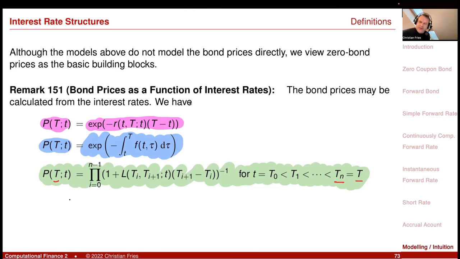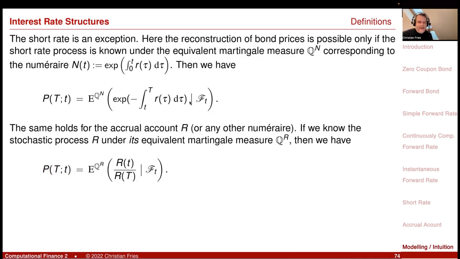Can I get back all the zero coupon bonds from the short rate? The short rate is just a single stochastic process. Zero coupon bond prices are a family of stochastic processes. And here is the trick with the short rate model. Yes, we can. However, there is an assumption. If you have the additional assumption that you know the short rate process under the equivalent martingale measure Q^N, where the numeraire N is exactly our bank account that performs the infinitesimal reinvestment at the short rate, then you can get back all the zero coupon bond prices.